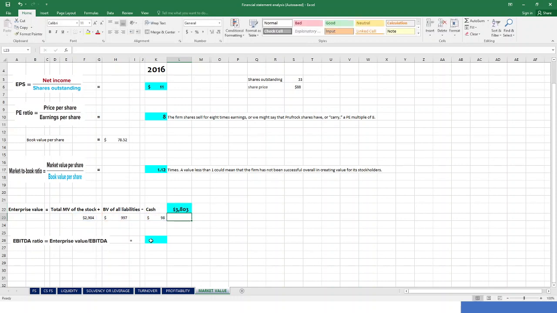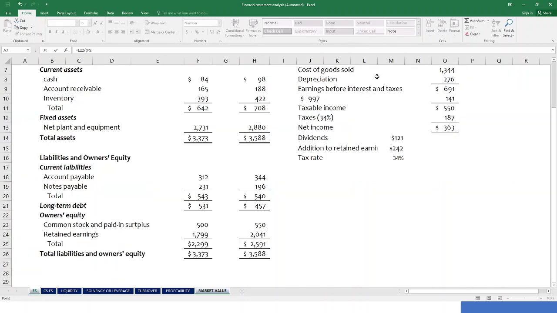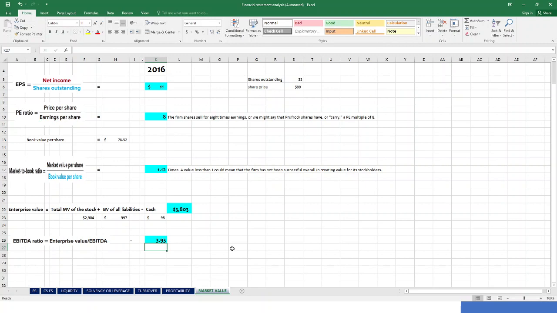Then the enterprise value to EBITDA ratio is enterprise value, which is equal to this, divided by, we open bracket, EBITDA, which is earnings before interest, tax, depreciation and amortization. So we take our earnings before interest and tax, EBIT, and add depreciation back to it, close the bracket, enter. So this ratio is 3.93. So that is our market value ratios.